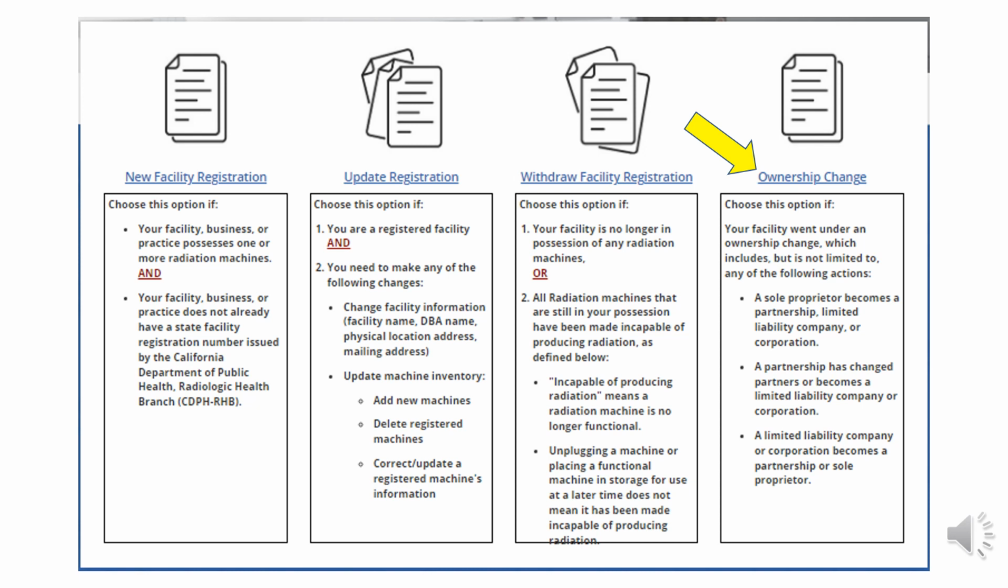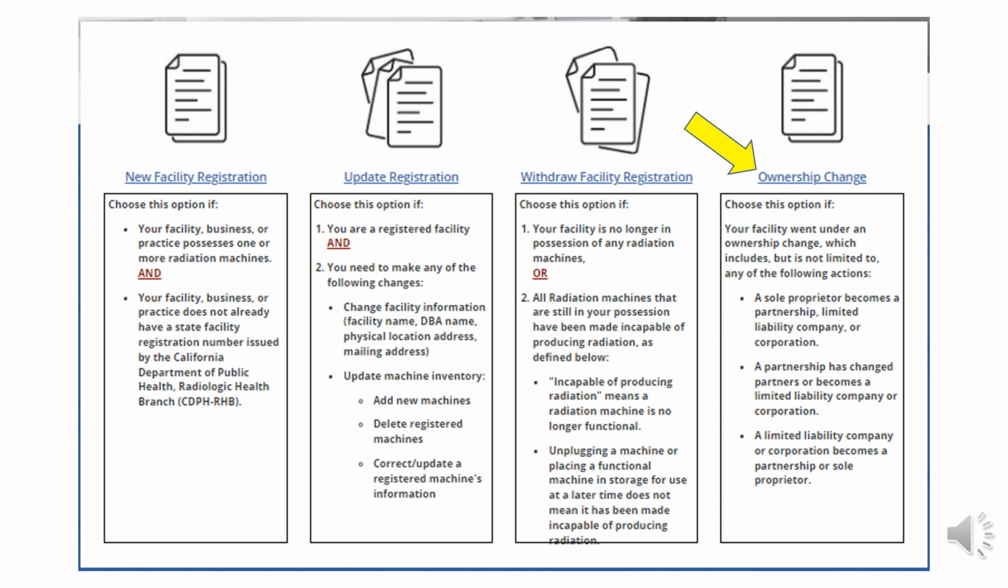Registration numbers are not transferable. A person should submit a radiation machine registration for new registrants within 30 days of taking ownership of a facility, business, or practice that possesses a radiation machine. An existing registrant that has sold or transferred ownership of its facility, business, or practice should submit a withdrawal of registration within 30 days of transferring ownership.